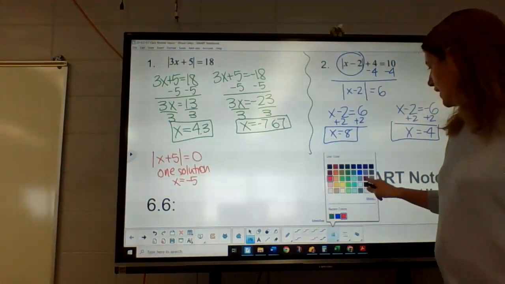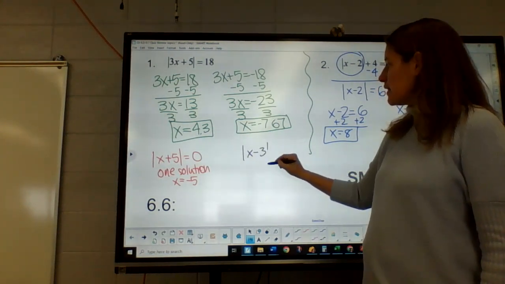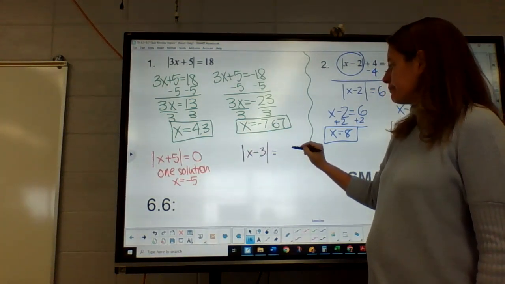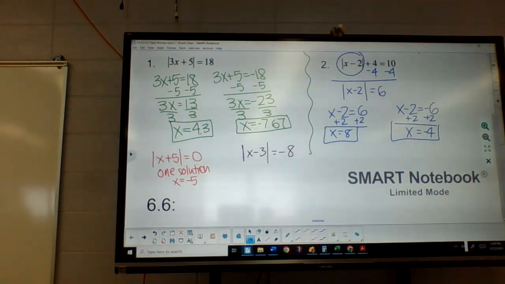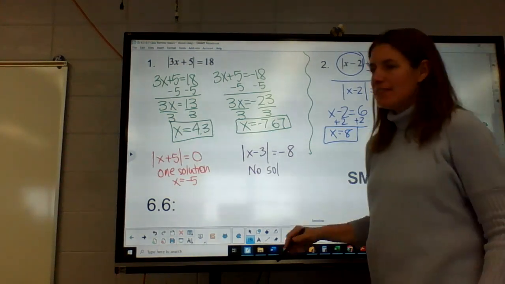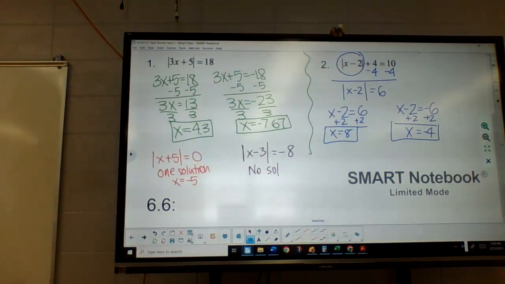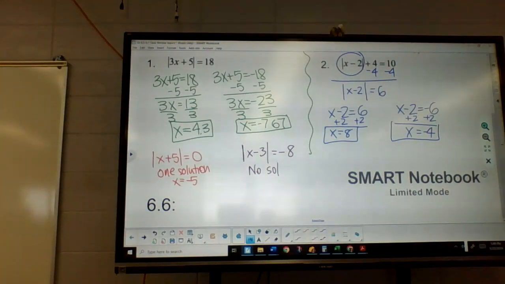The other special case is if I had the absolute value of x minus 3 equals negative 8. There's no way to get our absolute value to equal a negative 8. So this one is no solution. Again, these don't come up very often, but I want to make sure you guys know, if you see them, that you don't make that mistake. Any questions there?